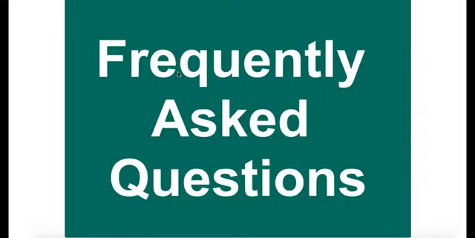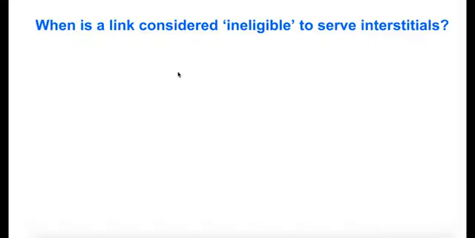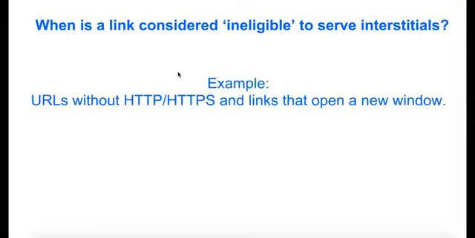Now for the frequently asked questions: when is a link considered ineligible to serve interstitials? When an ineligible link is clicked, the interstitial ad won't serve. Examples are those URLs without HTTP or HTTPS, or links that open a new window.